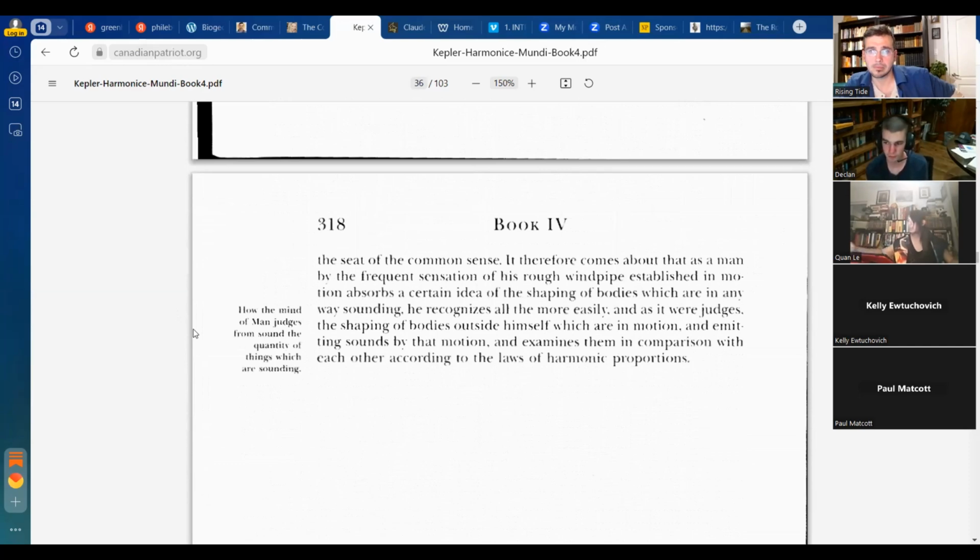It therefore comes about that as a man, by the frequent sensation of his rough windpipe established in motion, absorbs a certain idea of the shaping of bodies which are in any way sounding, he recognizes all the more easily, as it were judges, the shaping of bodies outside himself which are in motion, and emitting sounds by that motion, and examines them in comparison with each other according to the laws of harmonic proportions. And that was subtitled How the Mind of Man Judges from Sound the Quantity of Things Which Are Sounding.